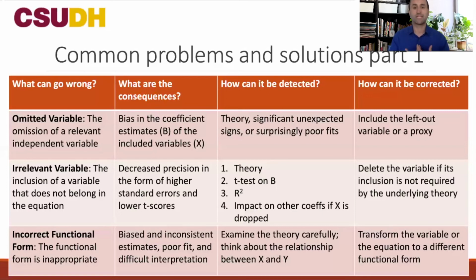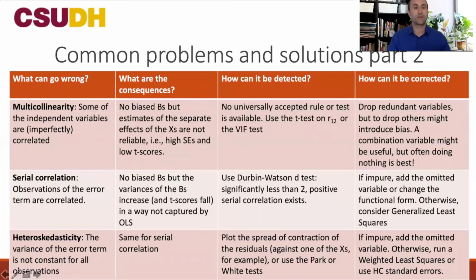And so you really need to examine the theory carefully and think about the relationship between X and Y, and whether that variable might have some kind of exponential or logarithmic or U-shaped curve to it. If it may be nonlinear, then contact me and we can think more deeply about how that might look. And you correct that by applying a mathematical function within the equation so that it can be transformed to the appropriate functional form.